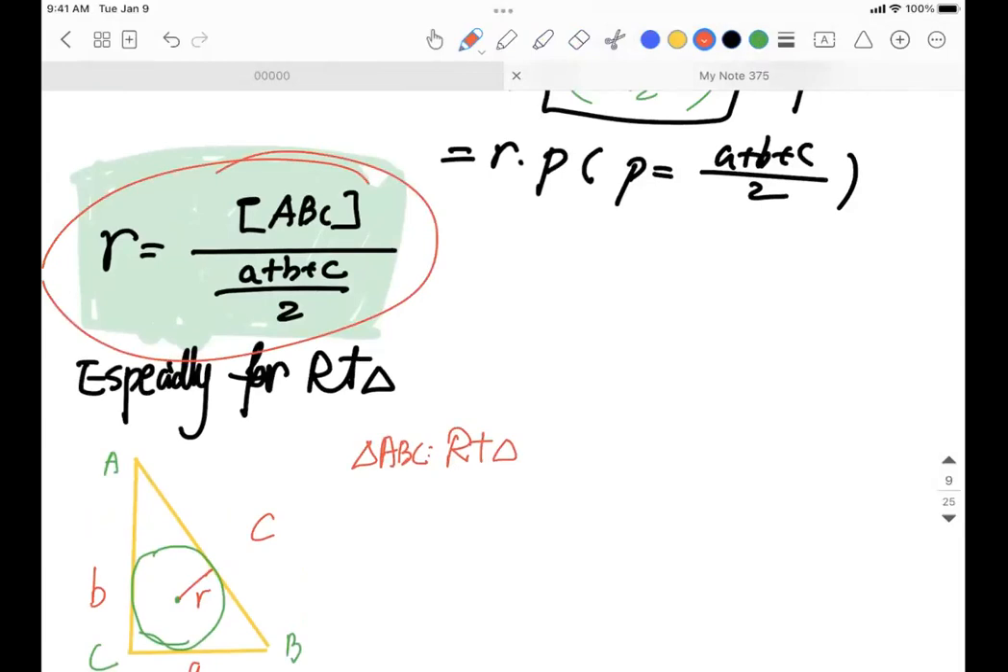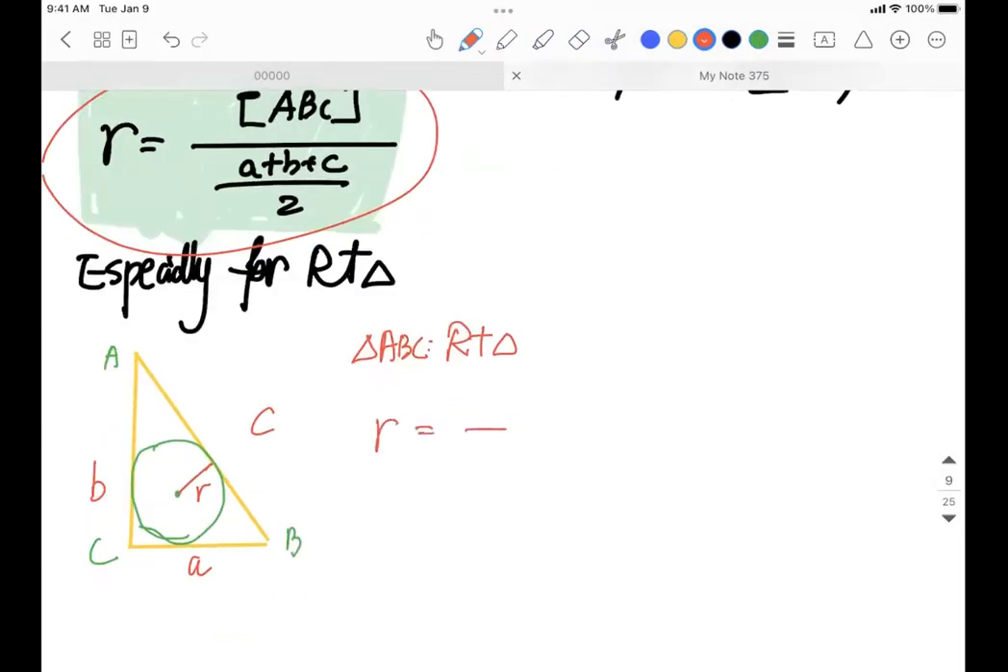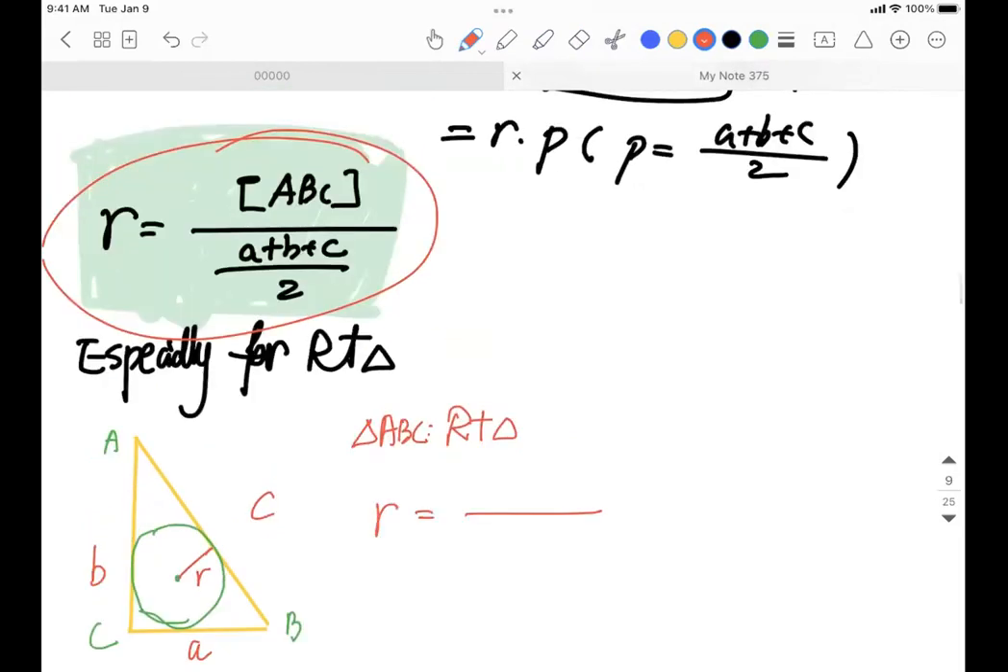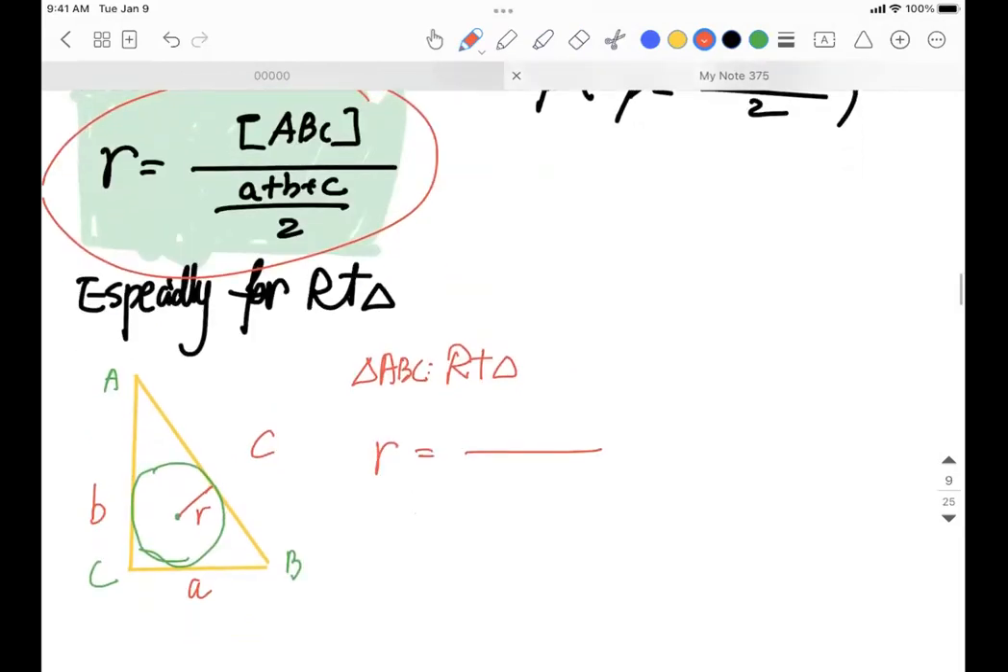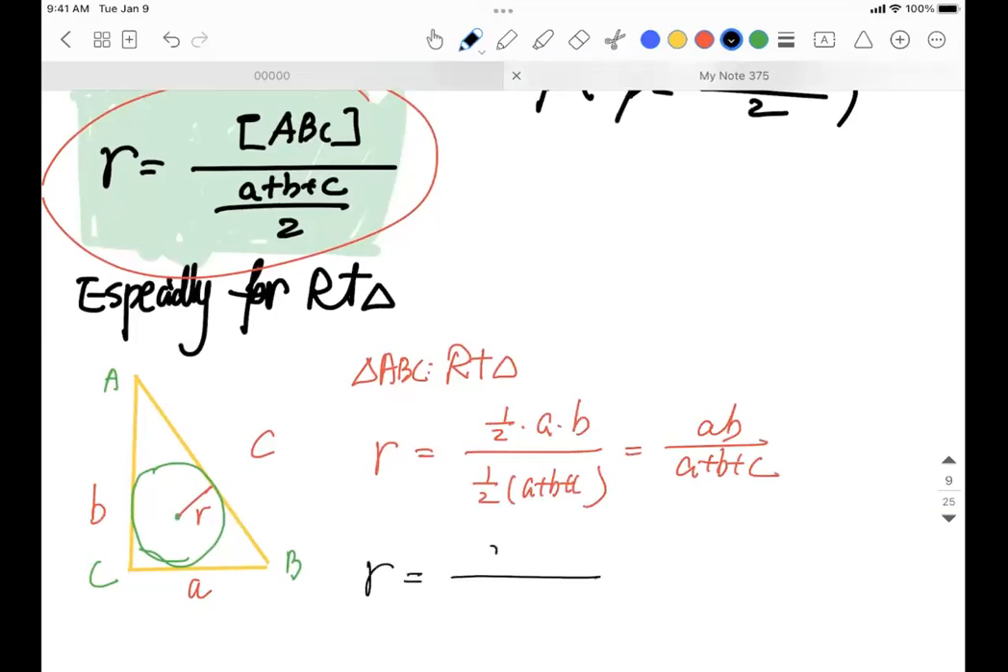According to what we need, R can be equal to what? Area over A plus B plus C. Area is 1/2 A times B, so 1/2 AB over A plus B plus C. You can simplify. This is one way, and it's good for all triangles, so it's also good for a right triangle. But for a right triangle, there's another way to make it work: A plus B minus C, divided by 2.